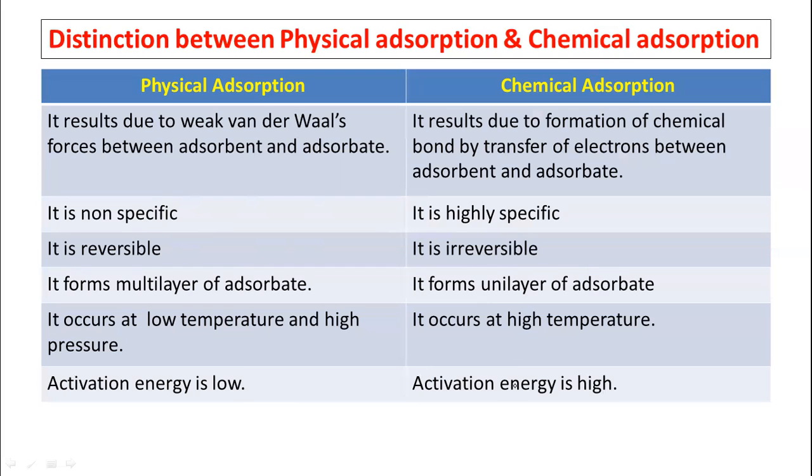In case of chemical adsorption, activation energy is high. So there are two types of adsorption processes. One is physical adsorption, which takes place due to van der Waals forces, that is, due to the physical forces existing on the surface of the adsorbent. And chemical adsorption is due to the formation of a chemical bond by the transfer of electrons between the adsorbent and adsorbate. So there exists a loose chemical bond between the adsorbent and adsorbate.